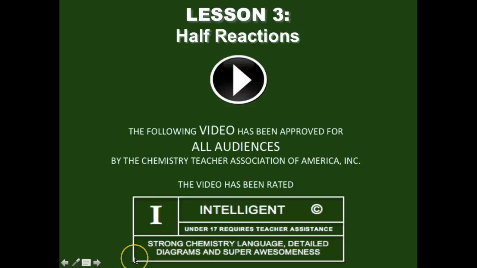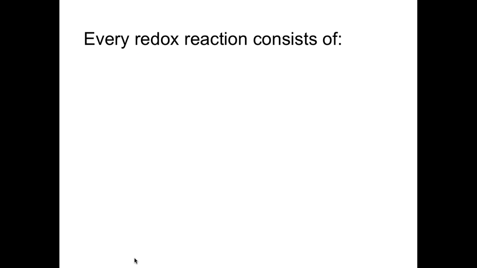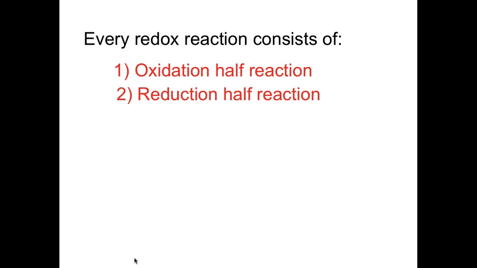Alright guys, let's look at lesson 3, which is half reactions. Half reactions show either the oxidation or reduction portion of a redox reaction. That includes the gaining and losing of electrons. Every redox reaction consists of two main components, an oxidation half reaction and a reduction half reaction. So let's look at an example.